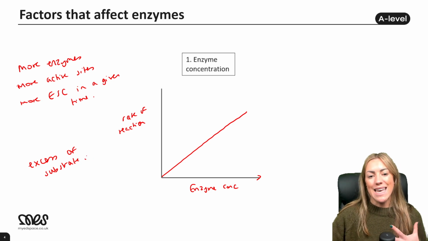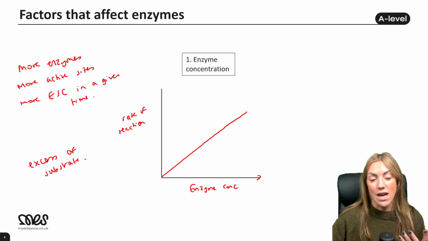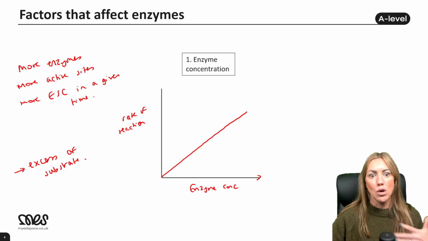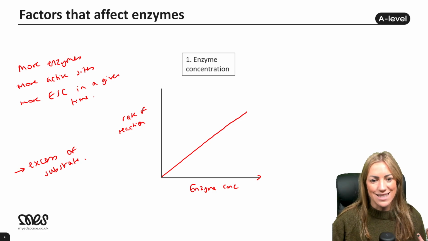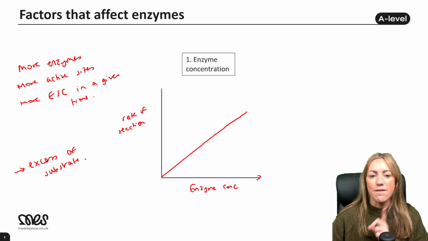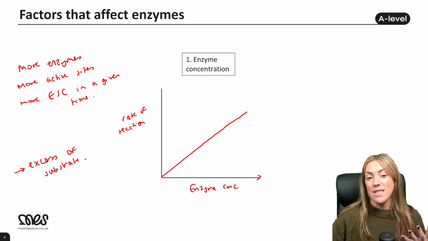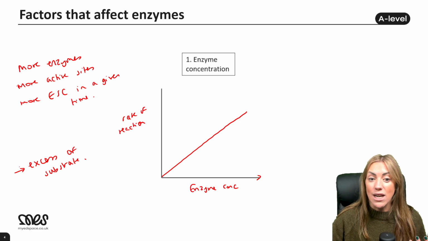So I'm saying here that if I keep increasing the enzyme concentration, I can keep increasing the rate of reaction. Now, I've drawn my line as if there's an excess of substrate. So if you keep adding more and more substrate, and there is always an excess of substrate available, then if you increase the enzyme concentration, you will keep increasing the rate. Now, obviously, if there's a limited amount of substrate, eventually the reaction will stop.